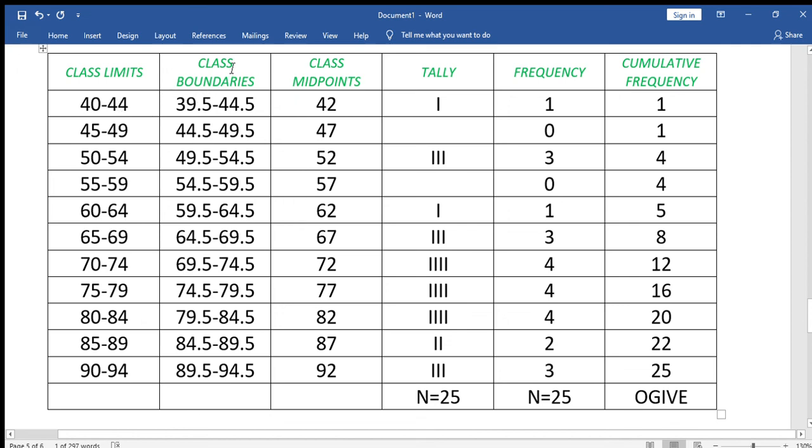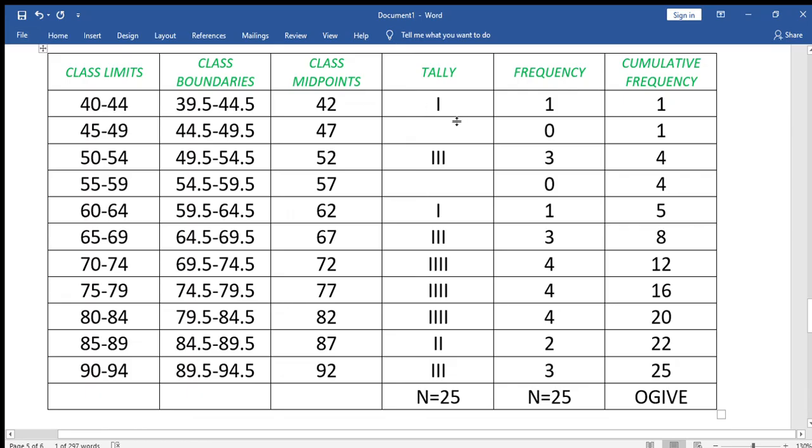Remember that your class boundaries, the left side, we have your numbers located at the left side. These are all your exact lower boundaries or exact lower limits. All numbers that are found at the right side, these numbers are known to be your exact upper boundaries or your exact upper limits. Then your class midpoints, simply get the average of your class limit. When we say getting the average, you add the upper and the lower limit divided by 2.